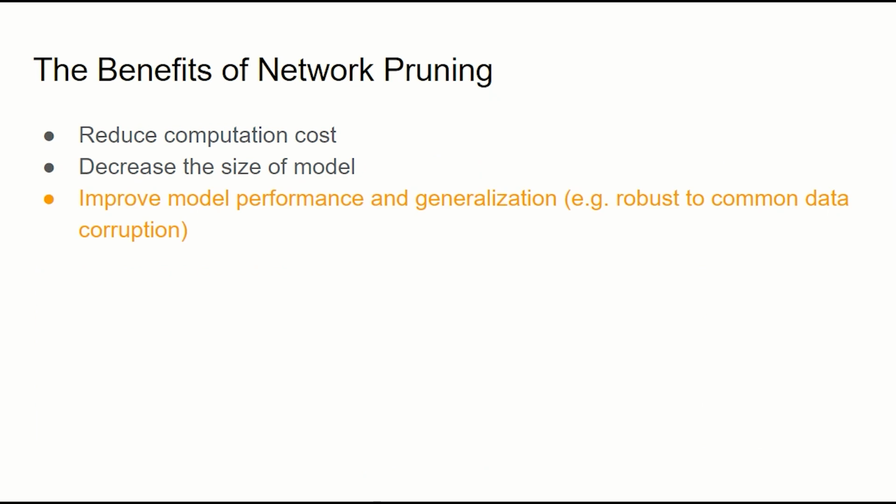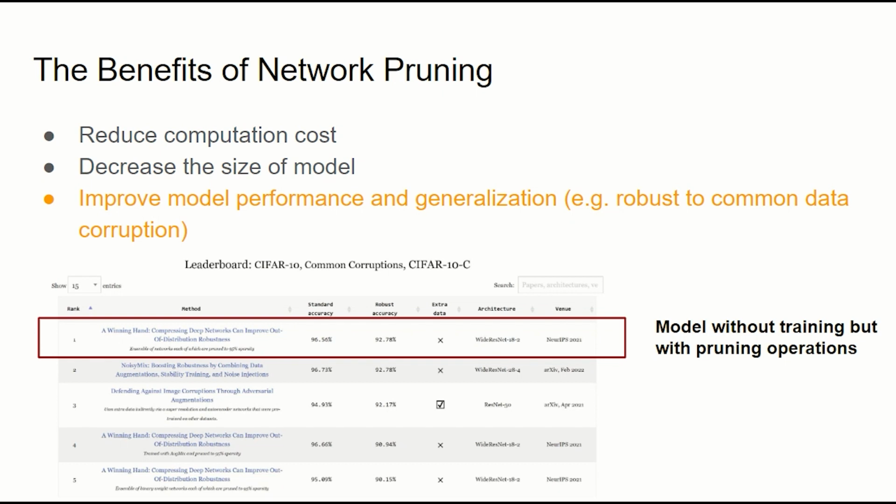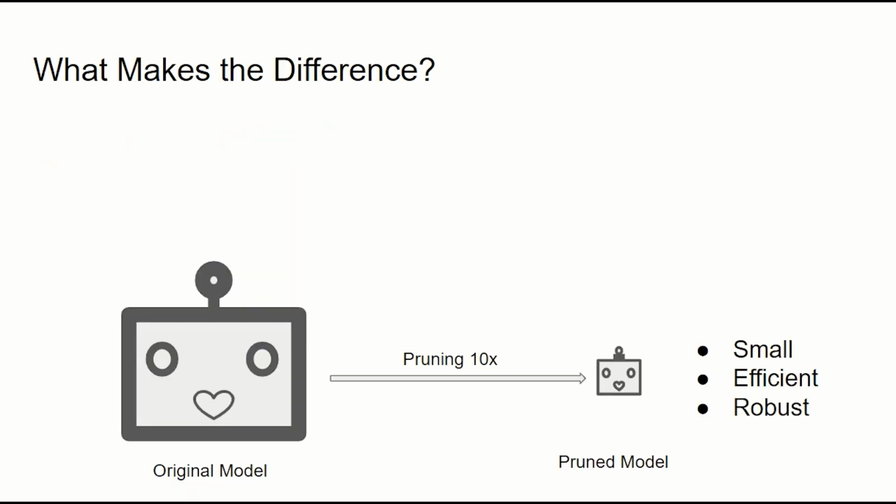Furthermore, recent research has found that network pruning can not only reduce the size of the model, but also improve the model's performance and its generalization ability. In a recent robustness benchmark, the network pruning approach improved a model's performance and achieved state-of-the-art performance in data corruption evaluation. However, what makes a small model more efficient and robust is an interesting and important topic.